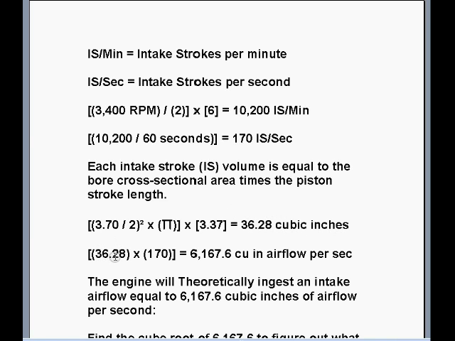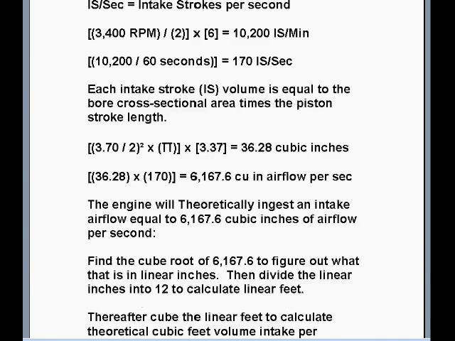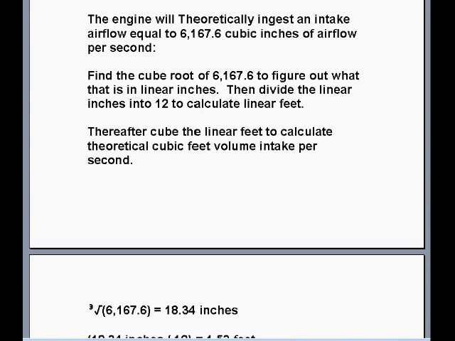So then we take 36.28 times 170 intake strokes per second. This translates to 6,167.6 cubic inches of airflow intake per second, theoretical. This engine will theoretically ingest an intake airflow equal to 6,167.6 cubic inches of airflow per second. Find the cube root of 6,167.6 to figure out what that is in linear inches, then divide the linear inches by 12 to calculate linear feet. Thereafter, cube the linear feet to calculate theoretical cubic feet volume intake per second.